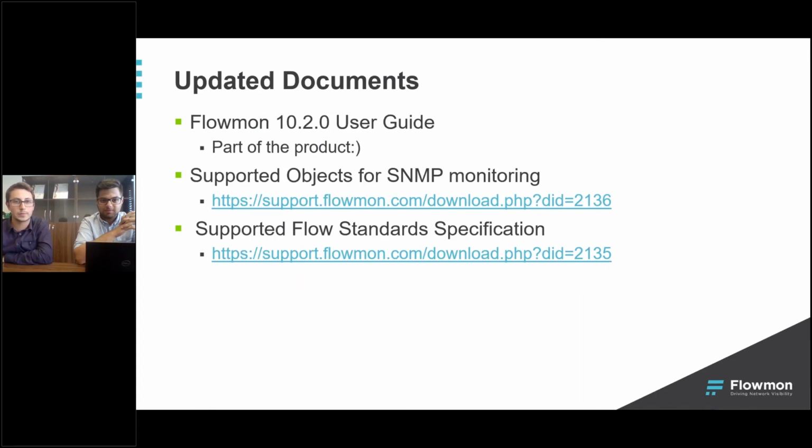I've mentioned a couple of times that we've updated several documents. The two most important ones, apart from the user guide, which is actually part of the product, are the supported objects for SNMP monitoring, where you can learn all these MIB files that we've added, and the supported flow standard specification. You can find those on our partner portal, so just log in and they will be there in the appropriate sections. And we're switching to a new portal.